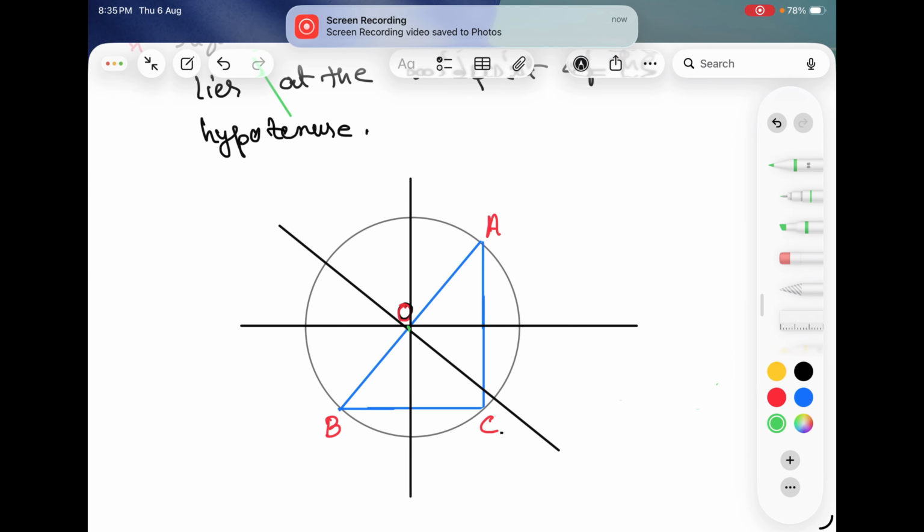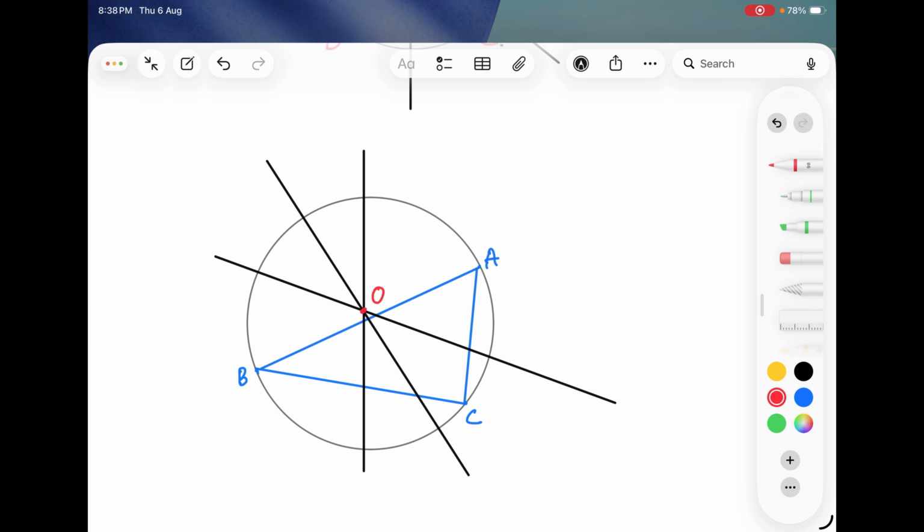So in this figure, a right angle triangle has formed where the circumcenter lies at the midpoint of the hypotenuse AB. In right angle triangle ABC, the hypotenuse is AB, where the midpoint is O, and O is also the circumcenter of the circle. In this figure, we get an obtuse angle triangle where the circumcenter O lies outside the triangle ABC.